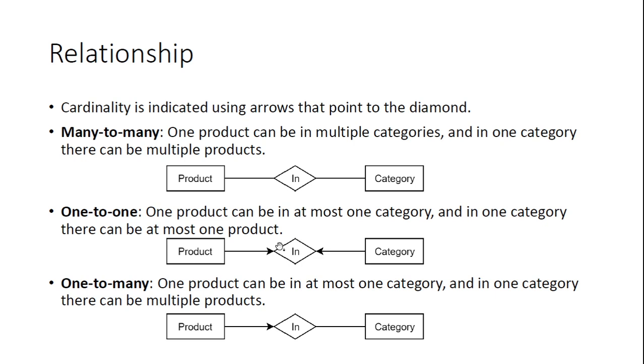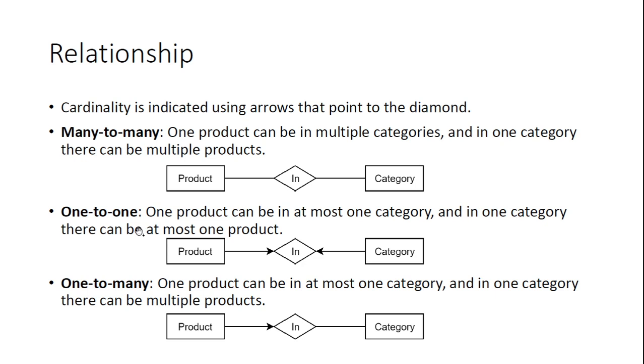So we have three different kinds of cardinality. Many to many: if there is no arrow at all, then this means that, for example, one product can be in multiple categories, and in one category there can be multiple products. So from the left side it can be matched with multiple entries on the right side, and vice versa. On the right side it can be matched with many entries on the left side.